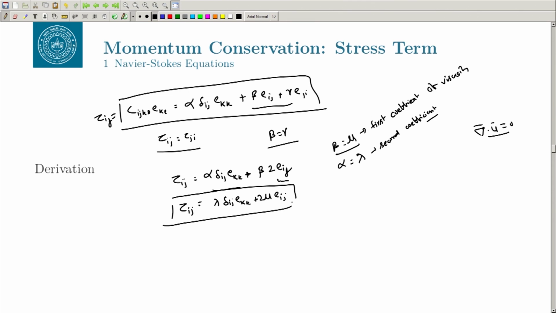So, what we will do now is take the trace of this stress tensor. So, we will add tau 1 1, tau 2 2, tau 3 3 and basically divide by 3, right. So, what is tau 1 1? Lambda delta, this is E k k, where E 1 1 is basically del u by del x, right, for I equal to j, right, plus 2 mu E 1 1, right, where E k k is again del dot u.